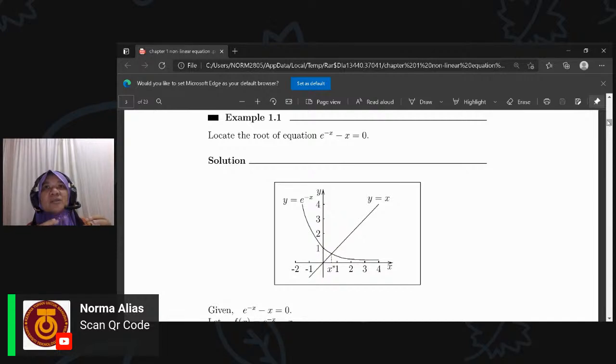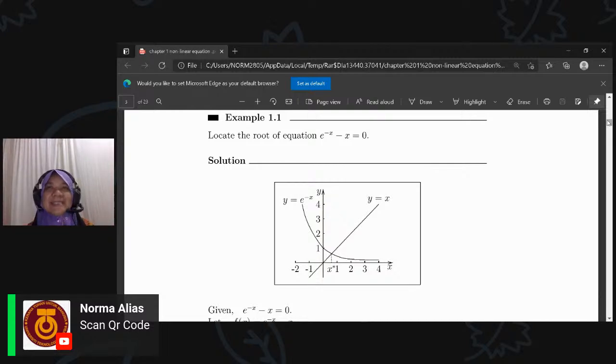So to find a root is difficult. Why? Because the graph is sometimes an exponential function, ln. There is a root in the curve, which crosses the x-axis. So how to solve this problem?